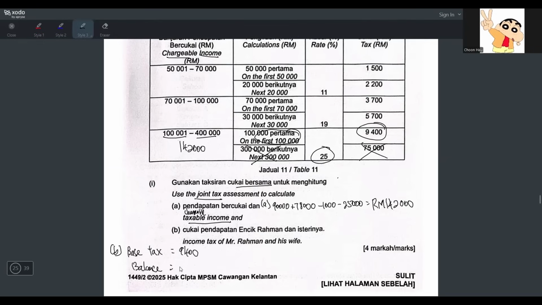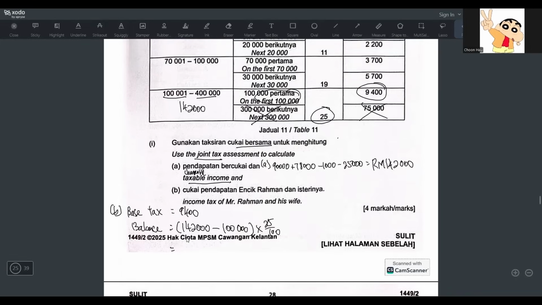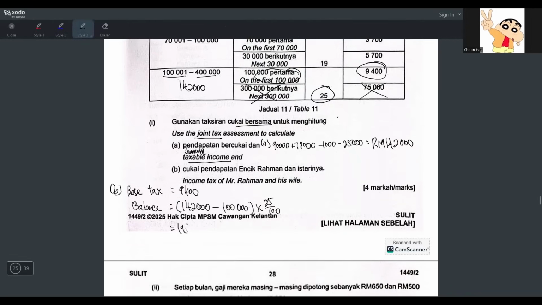But for the balance, you have to take the total chargeable income 142,000 minus 100,000 first, because the first 100,000 you already paid 9,400 to settle. So you minus to get the balance, and then the balance you times with 25%, like that. If you press all this, you'll get the balance. In Bahasa Melayu it is cukai baki. Let's press this. What you get? 199,000.